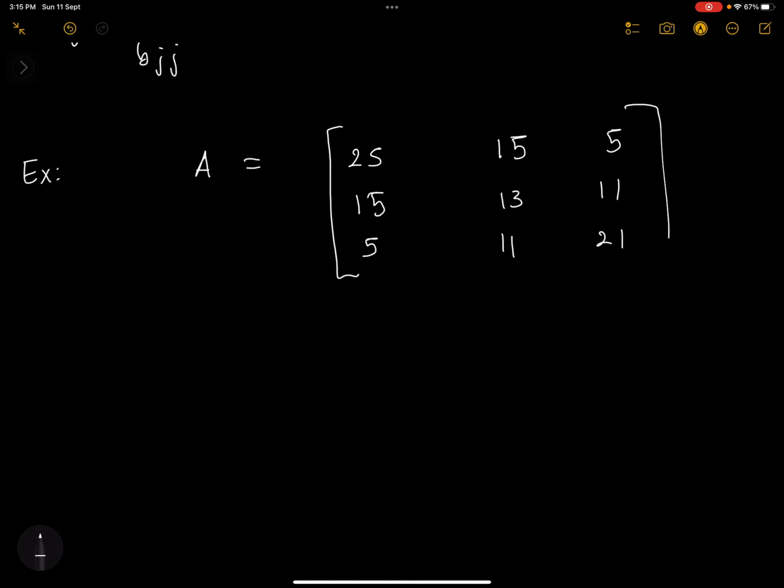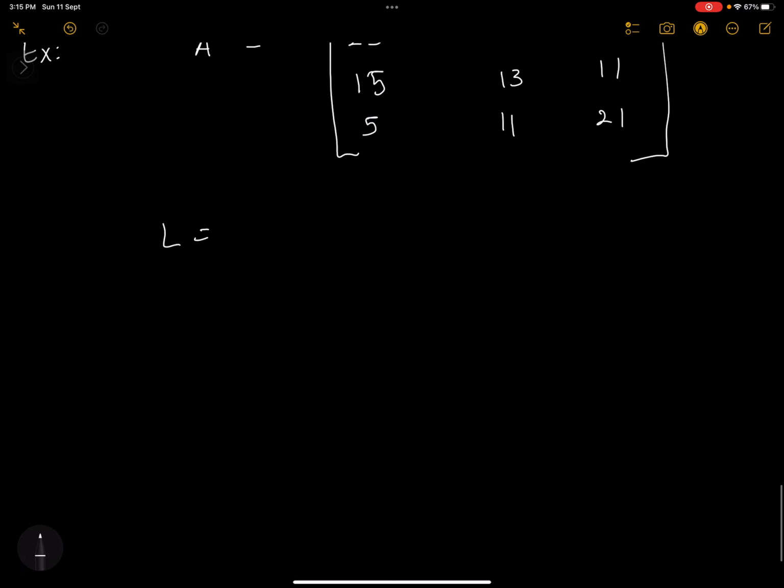So this is an example. Given a matrix A, which is equal to 25, 15, 5, 15, 13, 11, 5, 11, 21. Let's do a Cholesky decomposition on this matrix, right? So our lower triangular matrix should look something like this now. So it'll have how many? B11, B21, B22, B31, B32, and B33 as the elements of the lower triangular matrix.